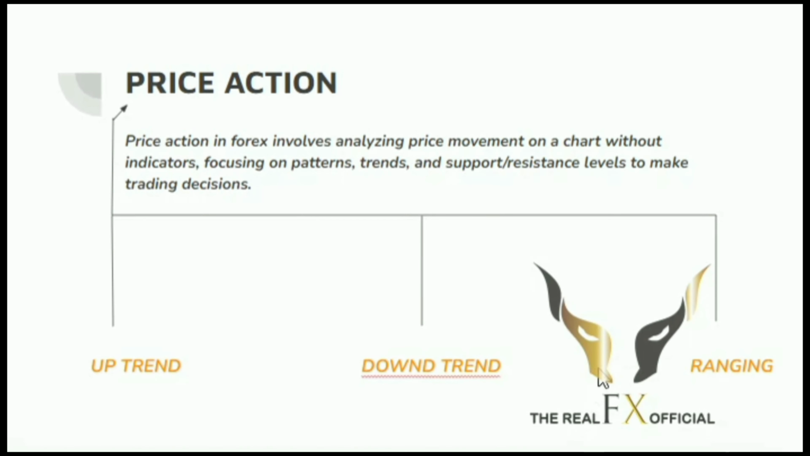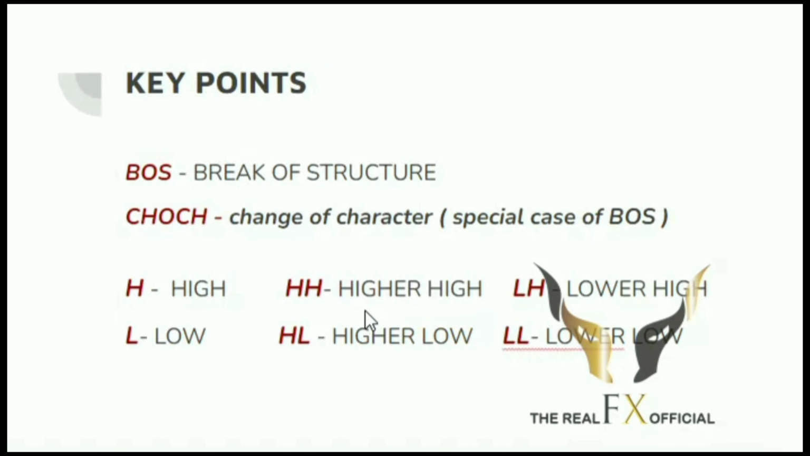There are three main types of patterns that the price creates. The first is known as the uptrend, the second is the downtrend, and the third is the ranging. Let us understand these patterns, but before discussing them, we have to understand the key points of these patterns.